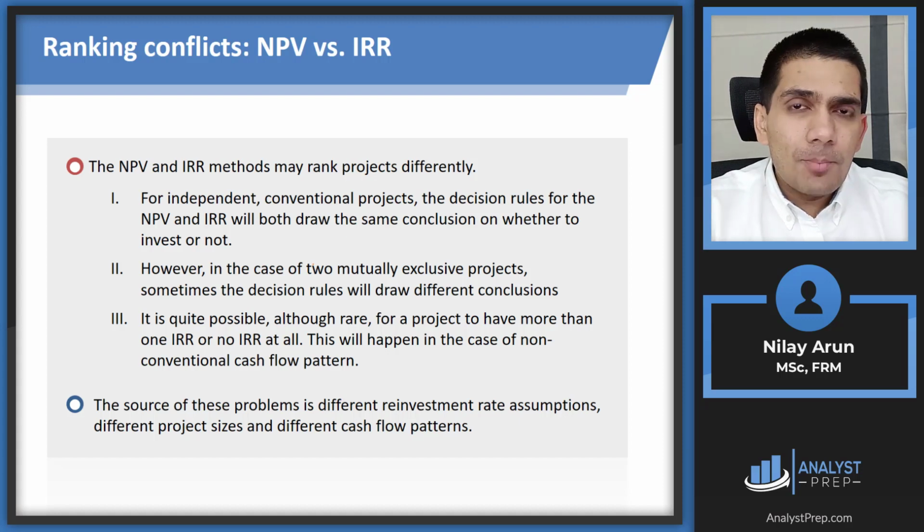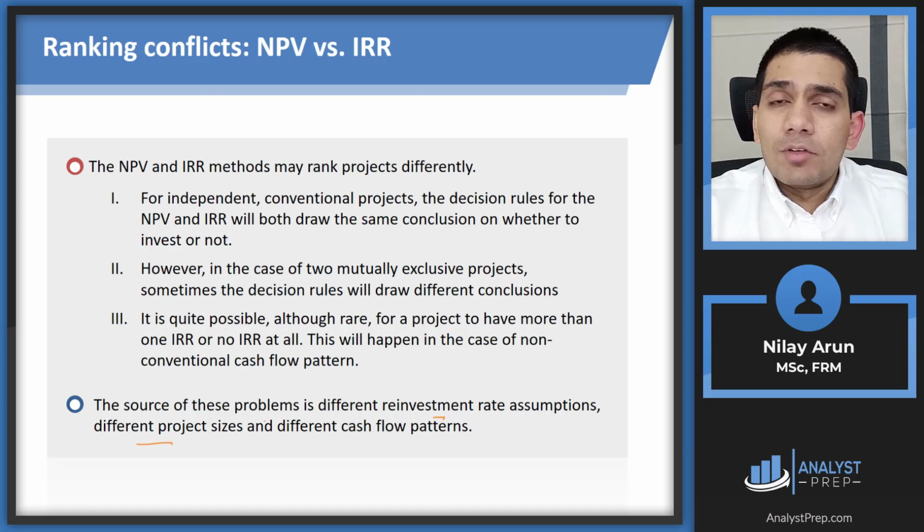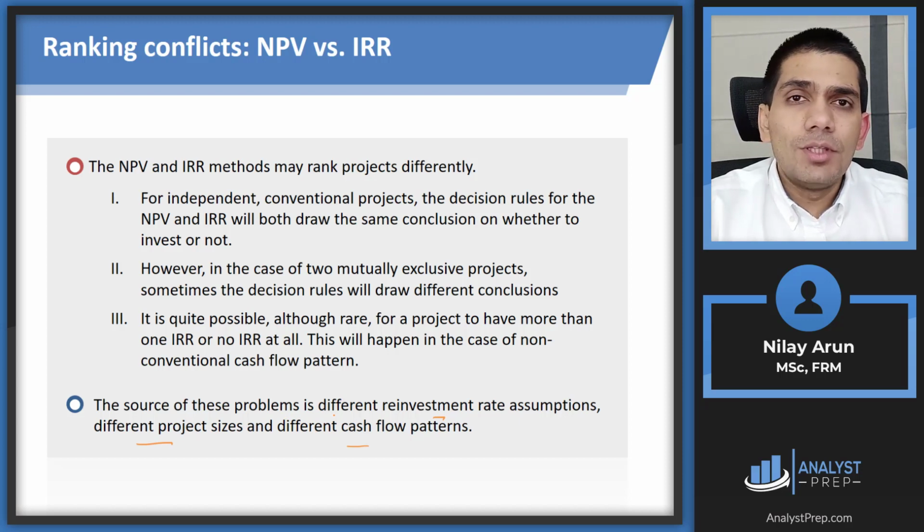Now, why does this really happen? Why do NPV and IRR end up giving you different answers in such scenarios? The problem really happens because of your reinvestment rate assumptions. For instance, NPV assumes that your reinvestment is happening at whatever your discounting rate is. IRR assumes it happens at the IRR rate. Then you could have different project sizes and you could have different cash flow patterns, conventional and non-conventional, what we just discussed. So this gives rise to the ranking conflicts.